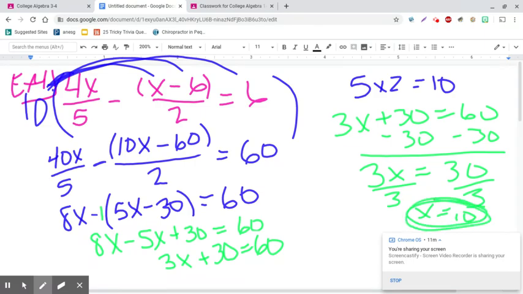Guys, the only thing I really want to hone in on is this right here. That is the only place I feel like anyone is going to have most of their mistakes. So when you're subtracting a binomial, okay, guys, that's when we use parentheses because we're subtracting two things.